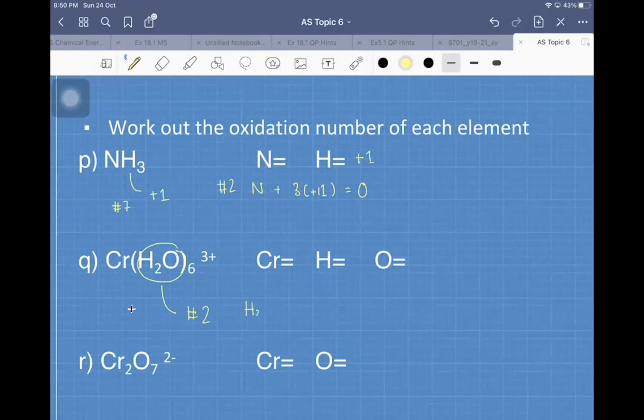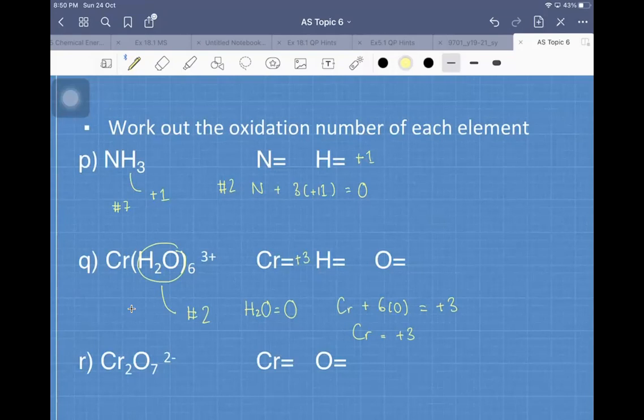Okay, so if I do that first, Cr plus 6 times 0 is equal to +3. Chromium will have an oxidation number of +3. That's one way. I feel like that's the quickest way to work around it.